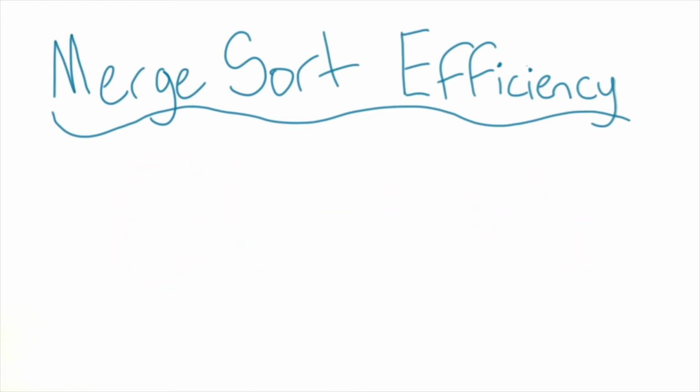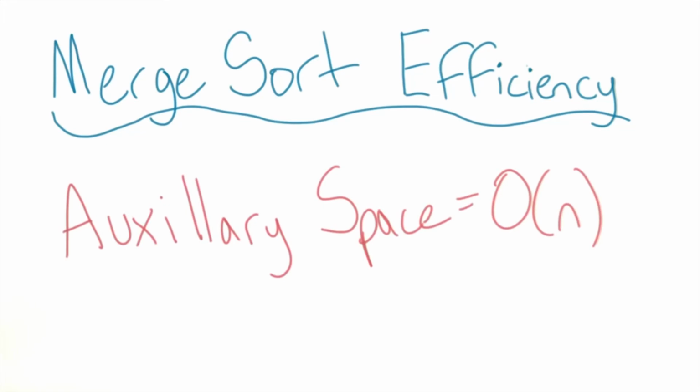However, the space efficiency of merge sort is actually worse than bubble sort. In bubble sort, we were sorting in place, so we didn't need to use any extra arrays. Here, we frequently copied our values into new arrays. You can say that the auxiliary space, or the extra space we used, was linear.